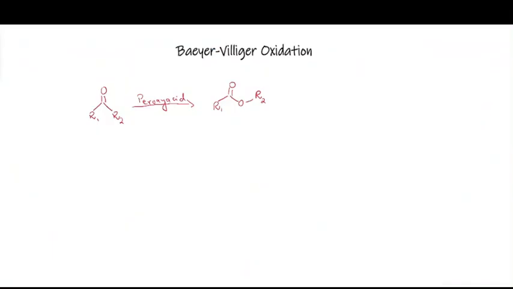So what happens in Baeyer Villiger oxidation is that we have a ketone here. And just for understanding, I have labeled these R groups as R1 and R2, so you can differentiate between the one that is migrating in this reaction. This ketone is treated with a peroxyacid and it is converted into an ester.